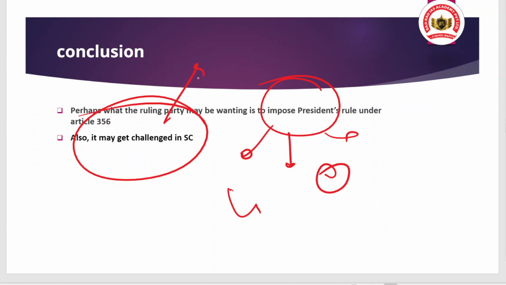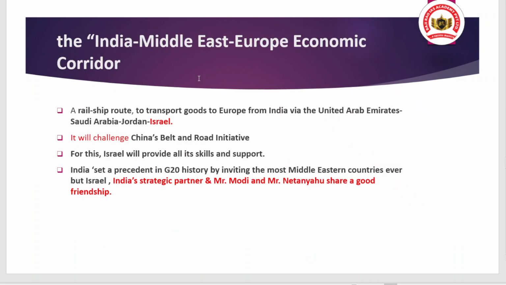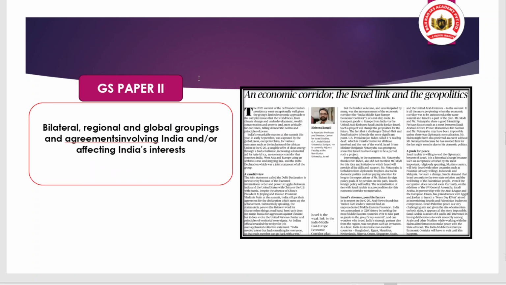Okay, so we have discussed the article related to simultaneous elections. Now we are shifting to the second editorial discussion. It is related to GS Paper 2 and it will cover an international relations topic, IR topic.